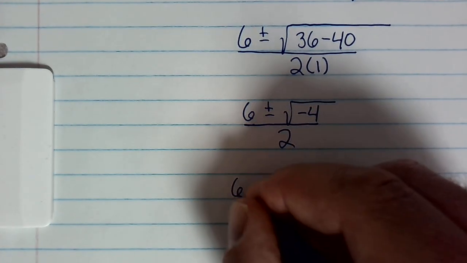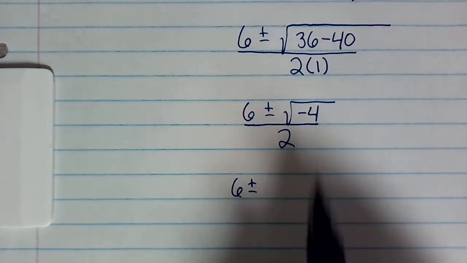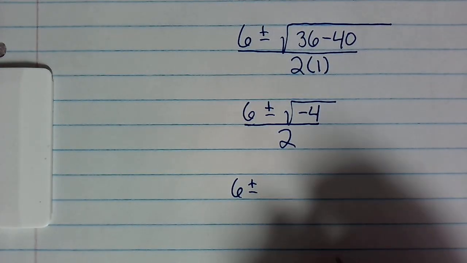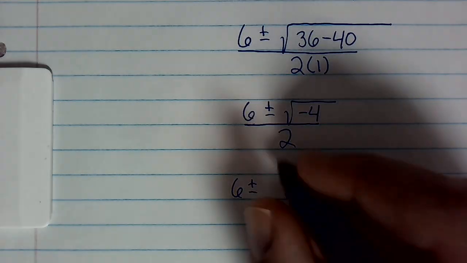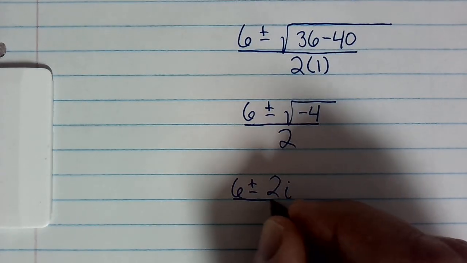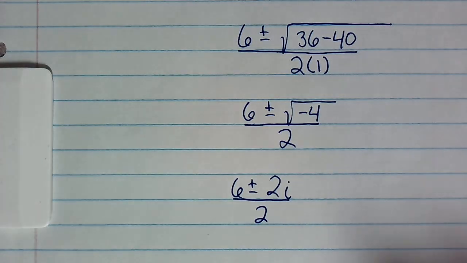Alright. What do I do when I see a negative in my square root? What do I have to pull out of there? An i. And then what's the square root of 4? 2i. Hey, I have 2 i's. Not that I'm bragging or anything.